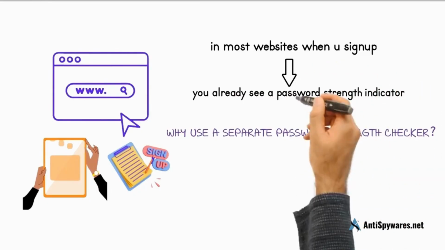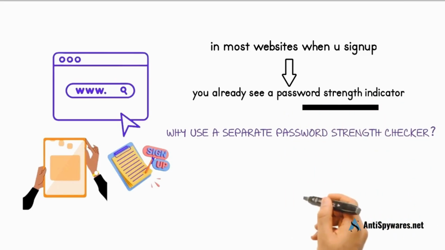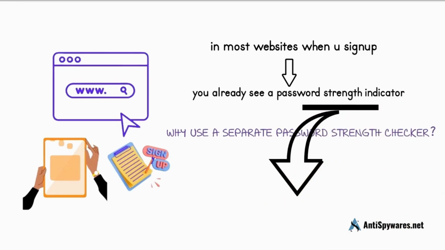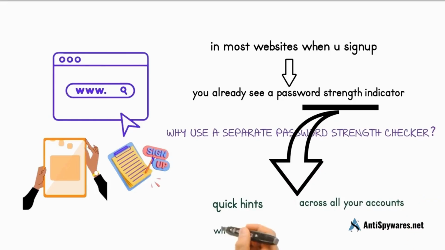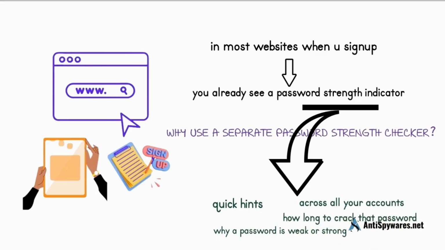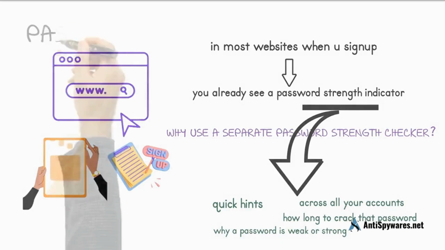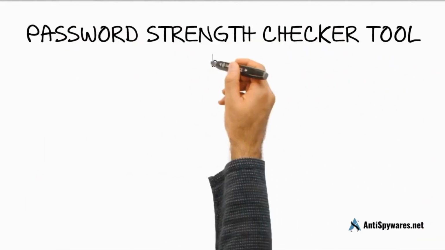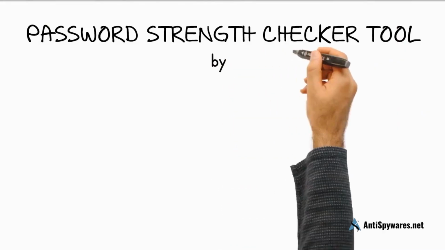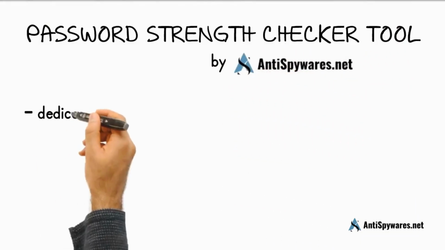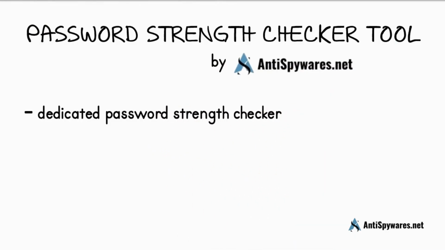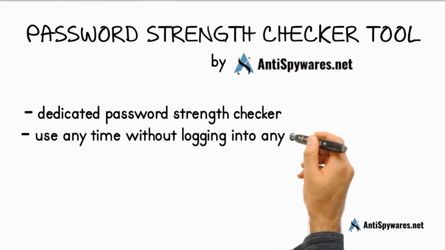The answer is simple. Those built-in indicators are quick hints. They do not tell you how strong your existing passwords are across all your accounts. They also do not explain why a password is weak or strong, or how long it might take to crack that password. This password strength checker tool at antispywares.net is different. It's a dedicated password strength checker you can use anytime without logging into any site.